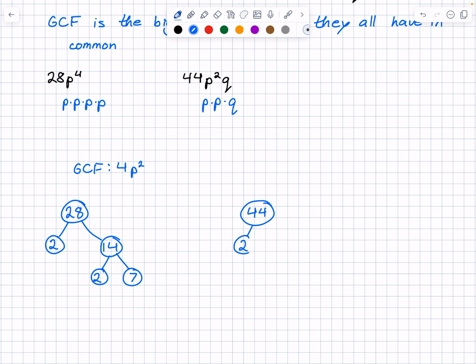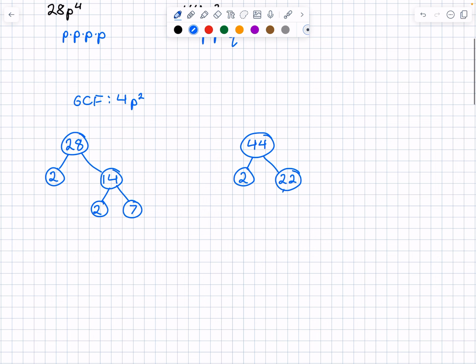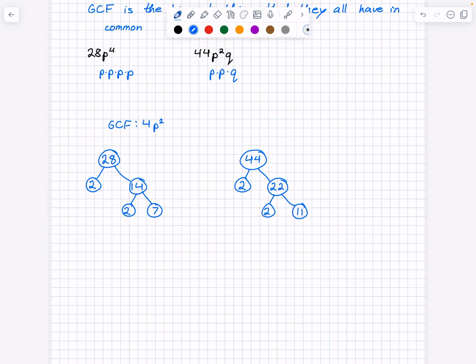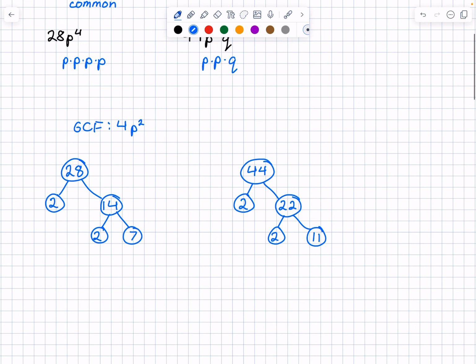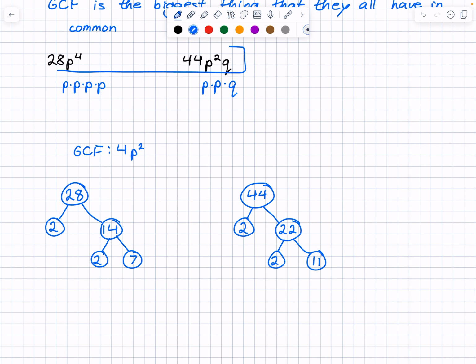With 44, I can do something very, very similar. I know it divides by 2. If I divide it by 2, I get 22. And then again, 22 is divisible by 2. If I do that, I'm left with 11. So I have factored it. Let me write now the factored version of these two things.